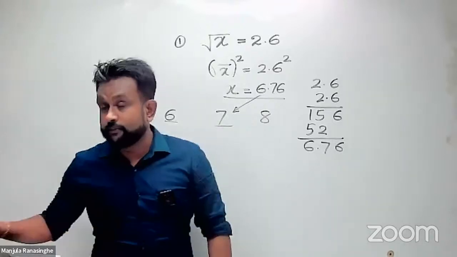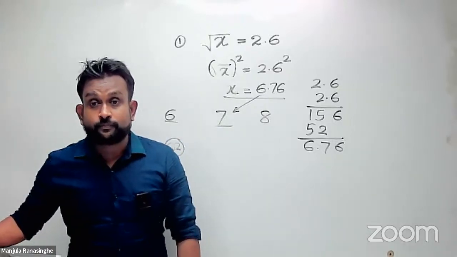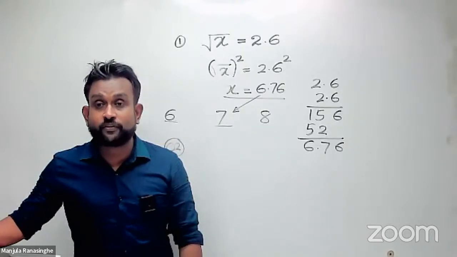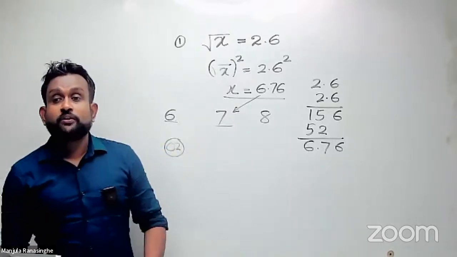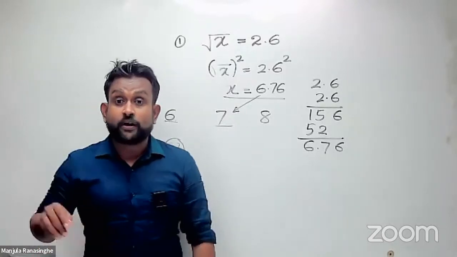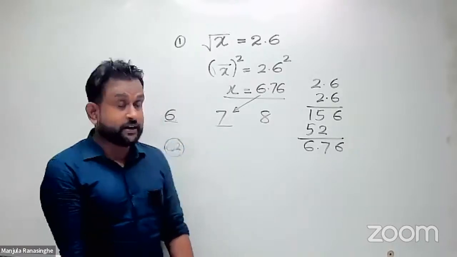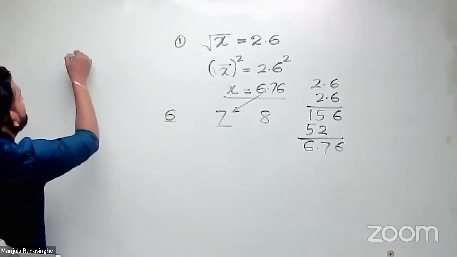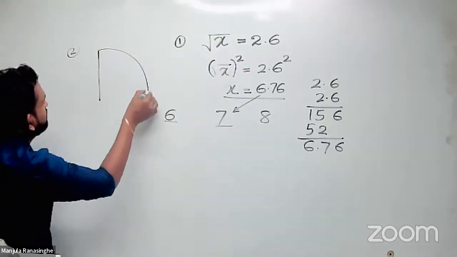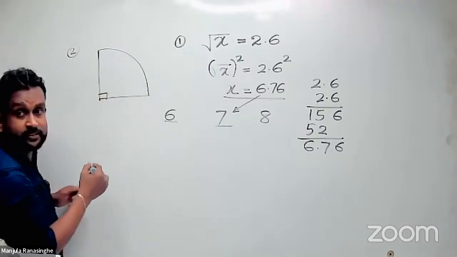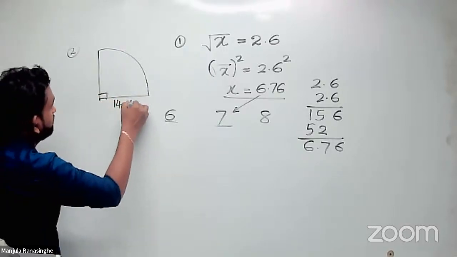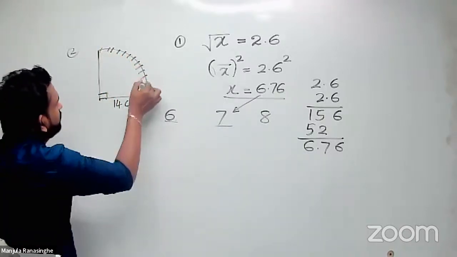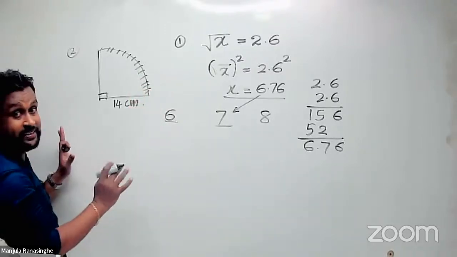Number 2, we are moving to the second question. The figure denotes a sector of a circle with radius 14 centimeters and angle at the center 90 degrees. Find its arc length. The second question asks only for the arc length. This is a sector with 90 degrees and a radius of 14 centimeters. Arc length means this curved length only. So how do we find this arc length?